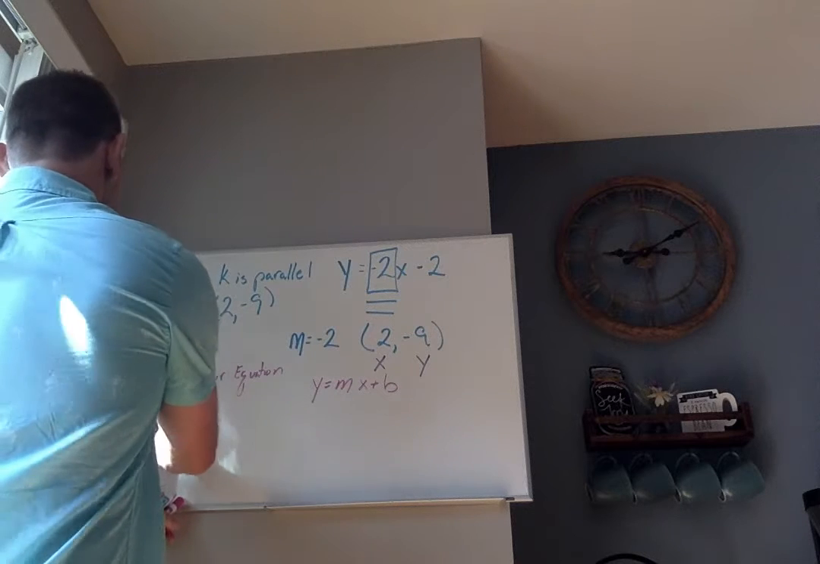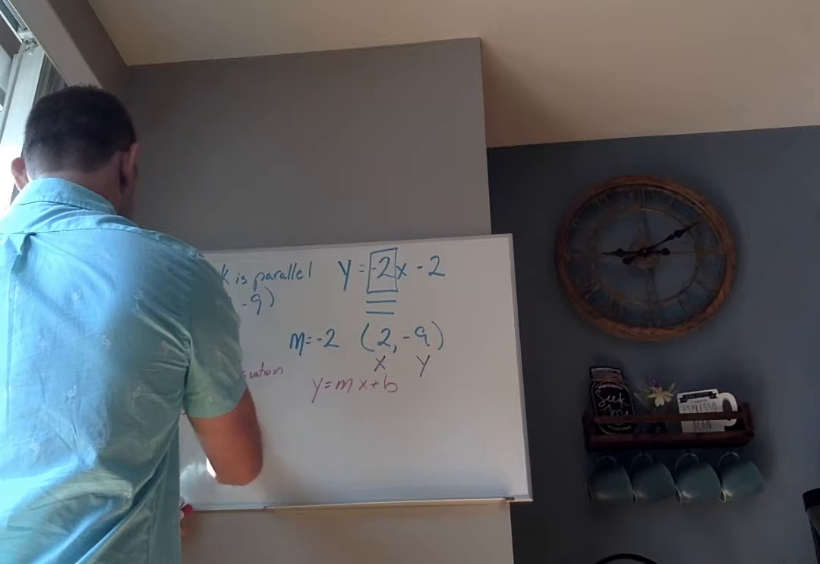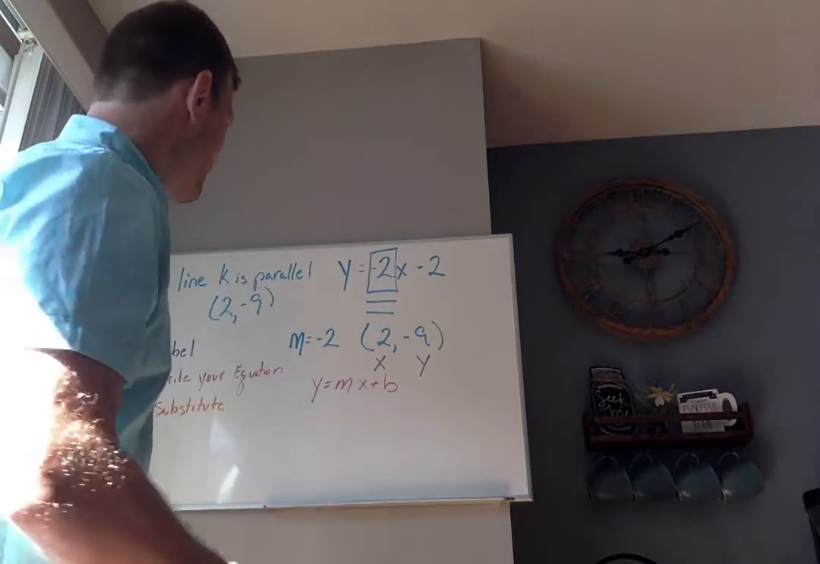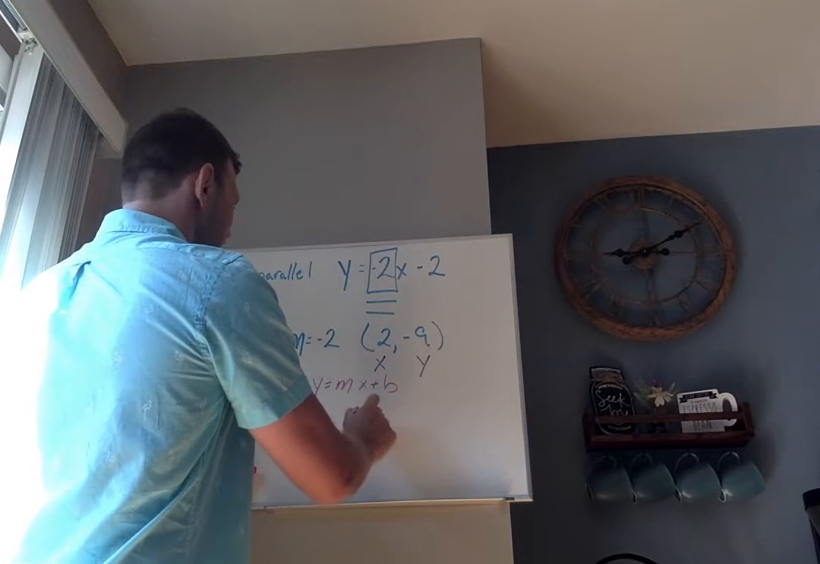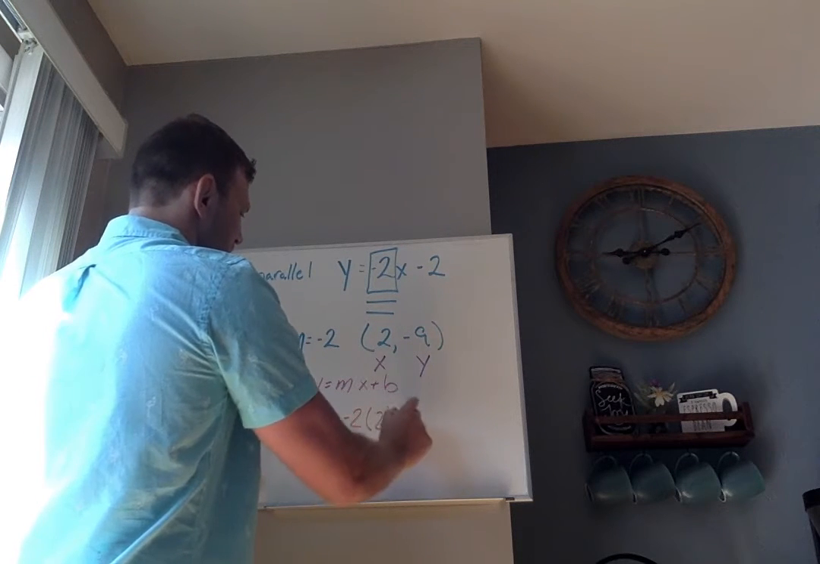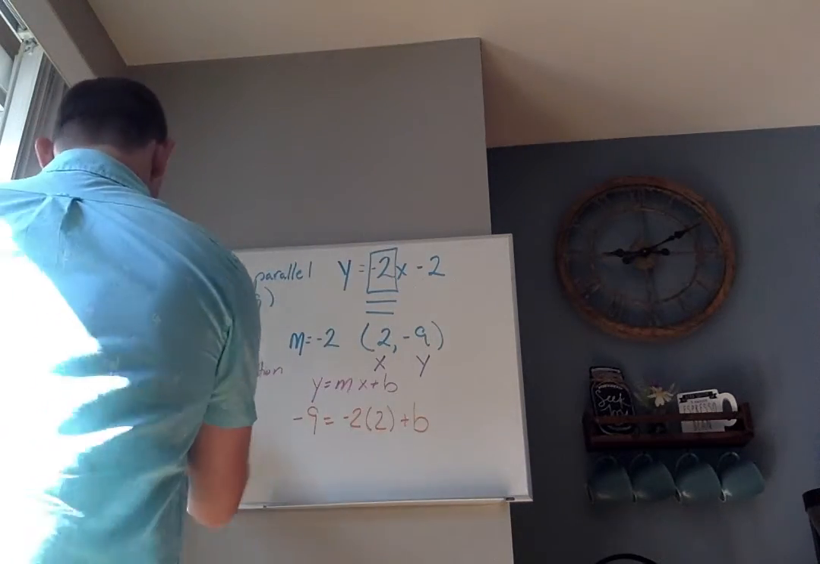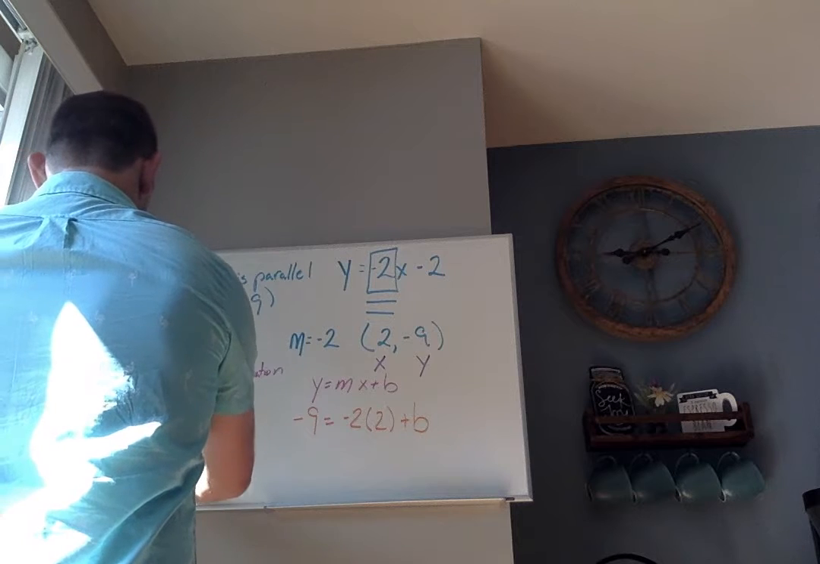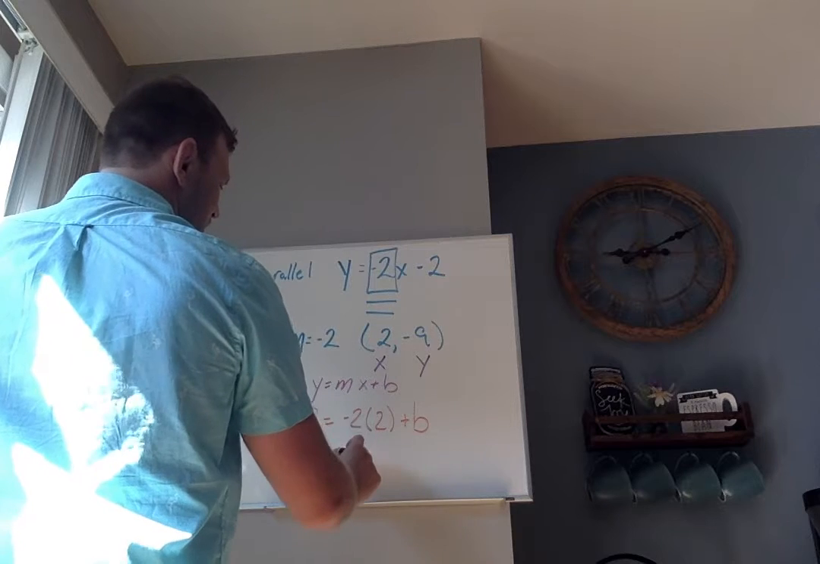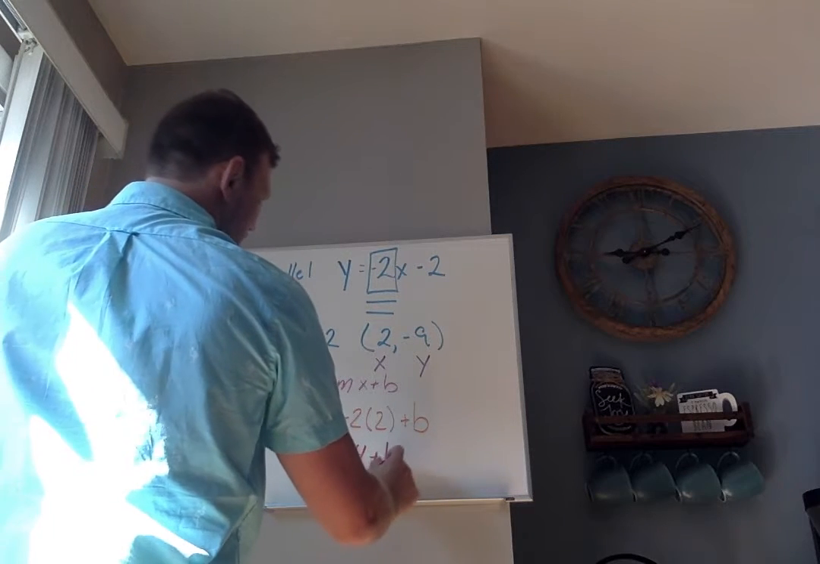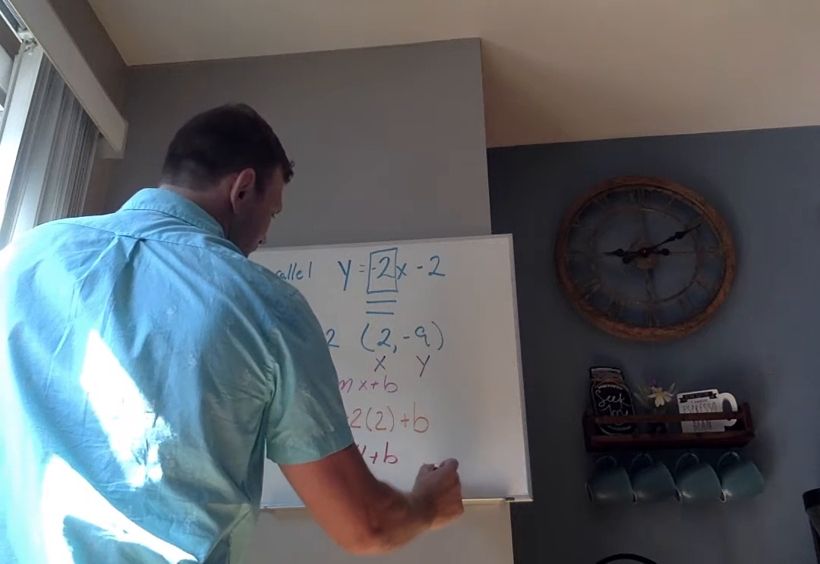Okay? Step 3 is to substitute. So we're going to go ahead and substitute here. I'm going to substitute in negative 9 for y, negative 2 for m, and 2 for x. And now my last step is to solve. So I have negative 9 equals negative 4 plus b. I want to solve for b, so I'm going to add 4 to both sides. And I get b equals negative 5.